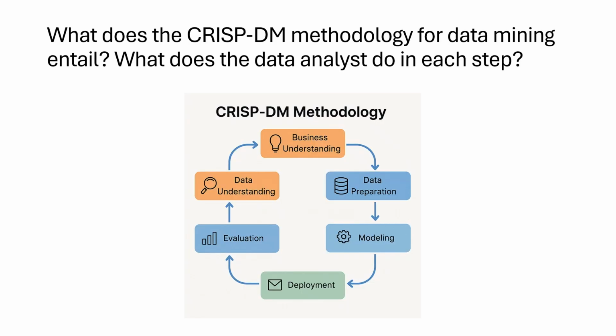1. What does the CRISP-DM methodology for data mining entail? CRISP-DM is a six-step process used to guide data mining projects. It starts with business understanding, where the analyst defines the problem and success criteria from a business perspective. In data understanding, they gather and explore the data to identify patterns or issues.